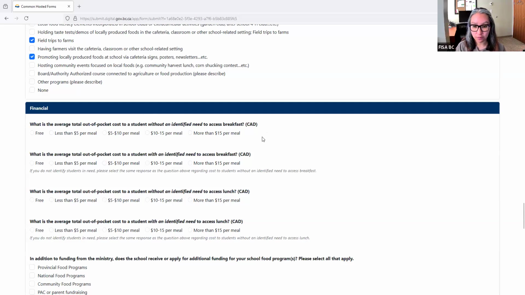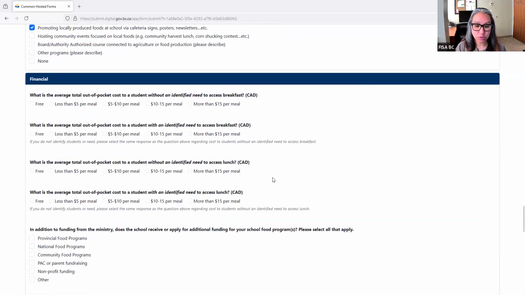If you are doing breakfast, how much is your student with no identified need paying for breakfast every day? I'm not doing any breakfast, so I'm skipping this question. Now, the second question is related: the average out-of-pocket cost to a student without identified need. That means the child who has a need is going to pay the full amount or is going to pay less. In my case, I'm going to say, you know what? It's actually free.